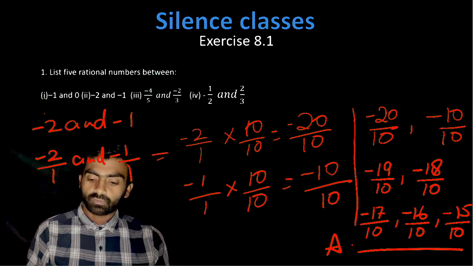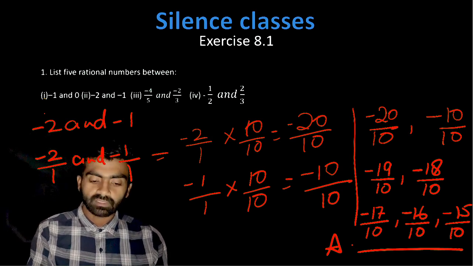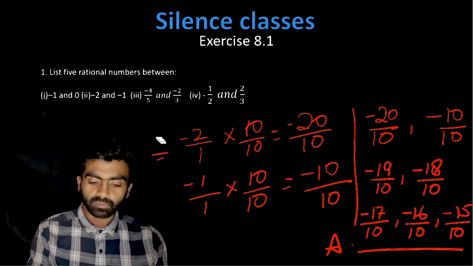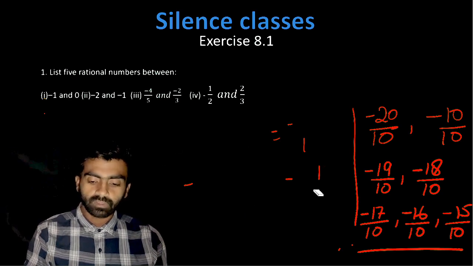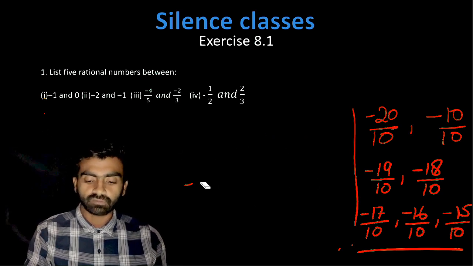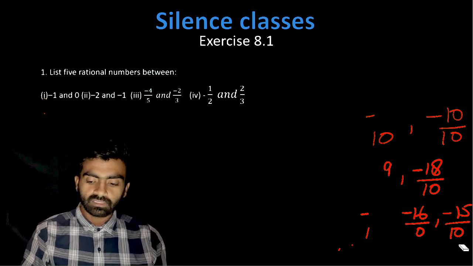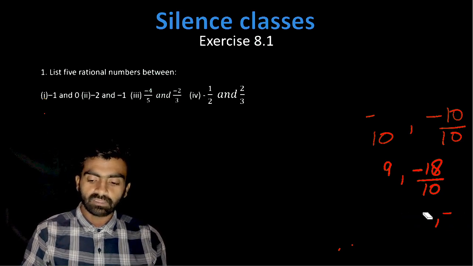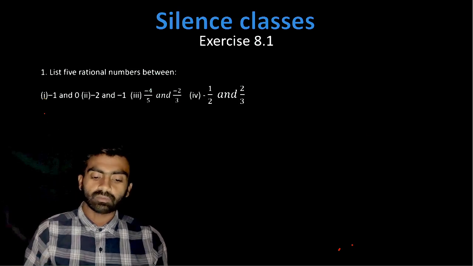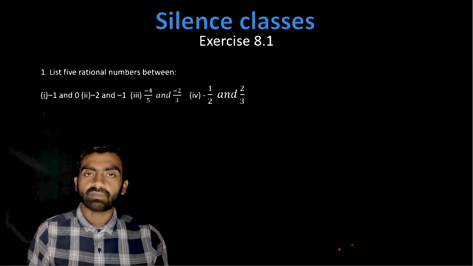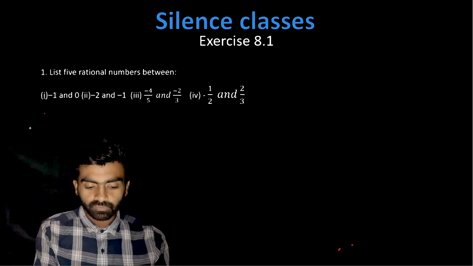Now we have to find the rational numbers between minus 4 upon 5 and minus 2 upon 3. Over here you can check the base is not the same. In the previous ones we were getting equal bases, so we could easily solve them. Over here the base is not the same, so first of all we have to take the LCM. So we write minus 4 upon 5 comma minus 2 upon 3.